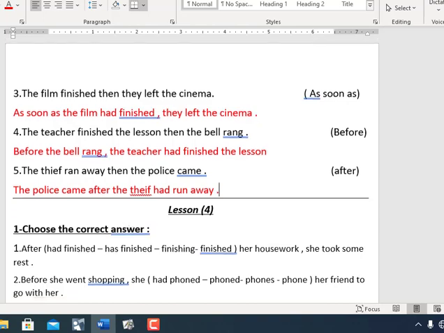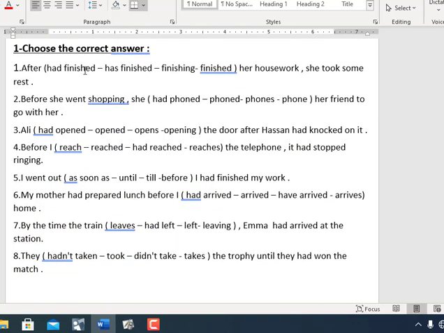Okay, let's go to lesson 4 and answer. Choose number 1. After space her housework. Here we don't have a subject, so after verb plus ing, finishing, after finishing. Number 2, before she went shopping. Here before, the second part will be past perfect, had phoned. Ali opened the door. Here we have after, so before after we put the second part of the sentence, the second action. So Ali opened the door. Before I reach it, I went out, space, I had finished my work.